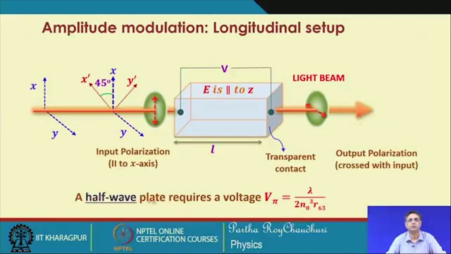So, for a half wave plate, when you want to have a phase difference of pi, that requires a half wave voltage V pi, which is equal to this. This we have seen, and the configuration remains the same as we have seen in the case of the isotropic material also.